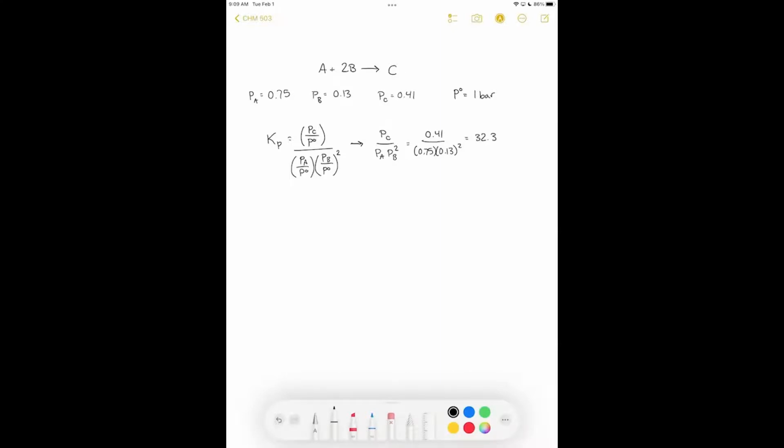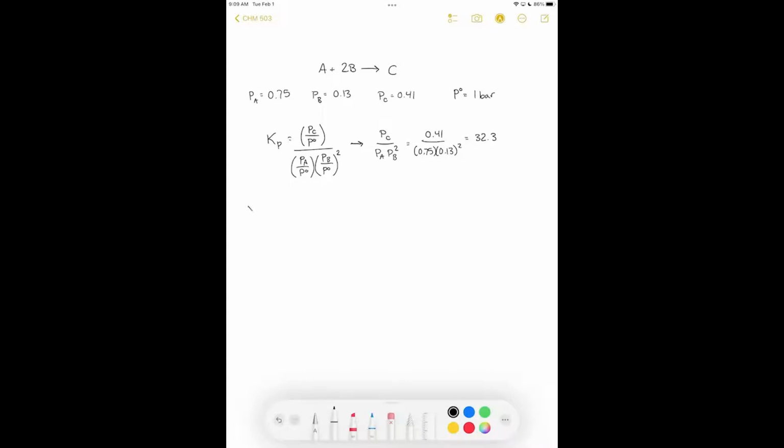32.3. You'll note that equilibrium constants greater than 1 mean the reaction is spontaneous and will proceed towards the product. Equilibrium constants of less than 1 mean the reaction is not spontaneous and the product would actually go towards the reactants. How would this change if we base this off of mole fractions instead of partial pressure?